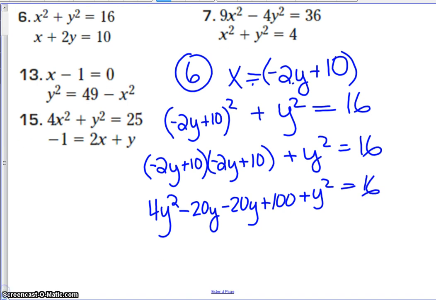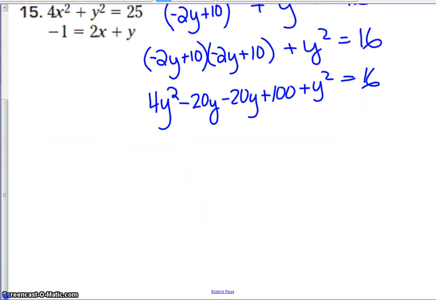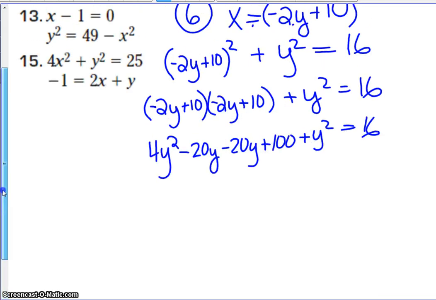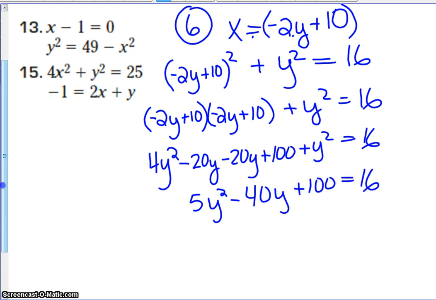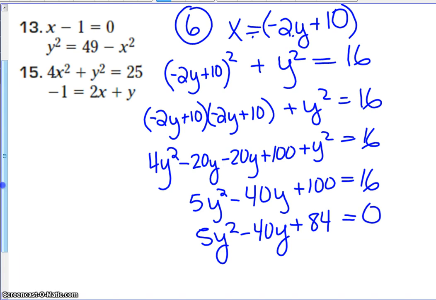All right, well, we still have a quadratic that we're trying to solve here. We need to figure out what y equals all by itself. So we're going to combine like terms. We have 5y squared minus 40y plus 100 equals 16. I'm going to set it equal to 0. So setting it equal to 0, 5y squared minus 40y, I'm going to subtract 16 from both sides. So that turns out to be plus 84 equals 0 here.